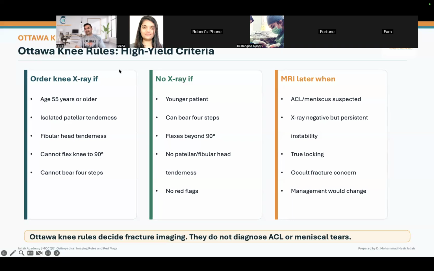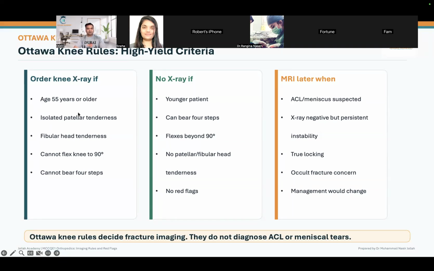Ottawa knee rule, this is the one that we haven't done. I made a very nice mnemonic for the Ottawa knee rule and also for MRI indication for the knee. I will show you, but let's go one by one and then I'm going to talk about it. So for the knee X-ray, for the Ottawa knee rule, if the age is 55 and above, it is indicated.